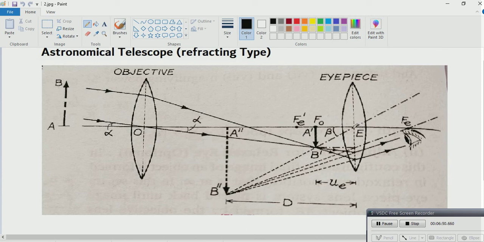Since it is an inverted image, what is happening? We know that if we have a convex lens and any object lies inside its focal length, between the focus and the optical center, then this lens behaves as a magnifying glass. That A prime B prime is my real and inverted image, so this real and inverted image will act as an object for this eyepiece. So the eyepiece will just make a virtual magnified version of the small image.